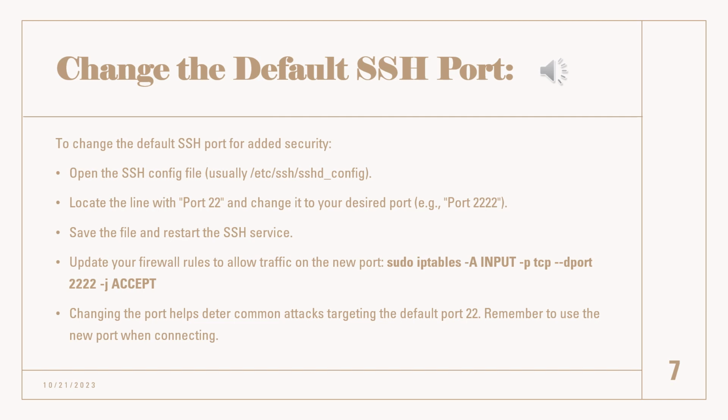How to change the default SSH port. To change the port for added security, open the configuration file found here. Locate the line with Port 22 and change it to your desired port. Then save the file and restart the service. Next, update your firewall rules to allow traffic on the new port. Changing the port helps deter common attacks targeting the default port. Remember to use the new port when connecting.